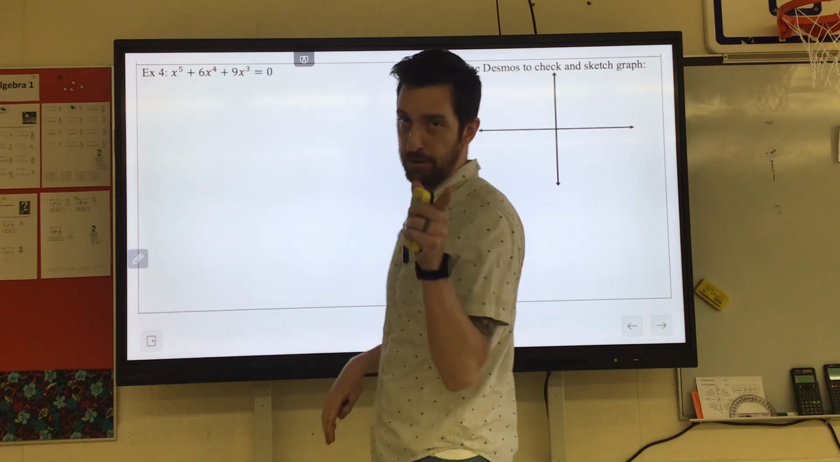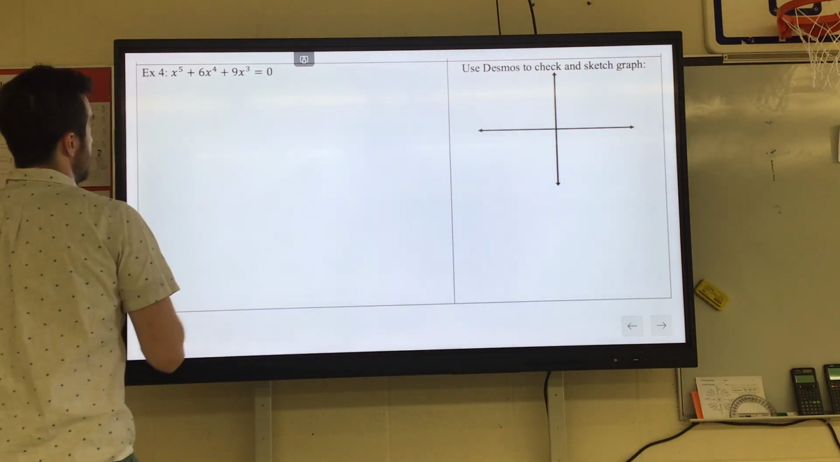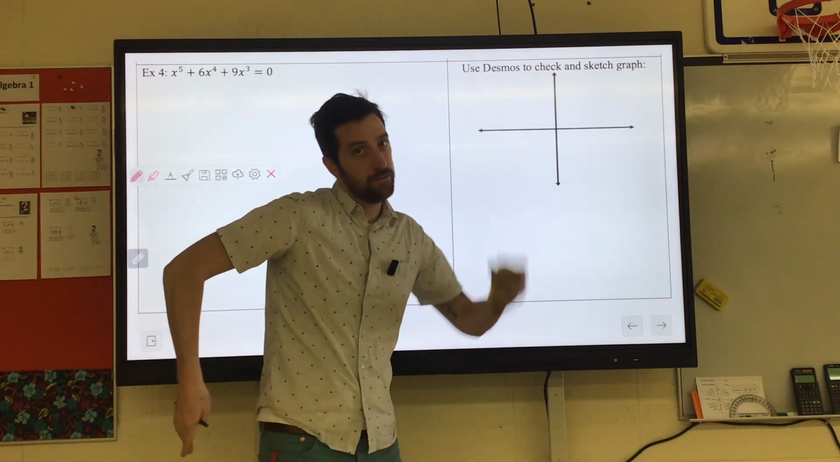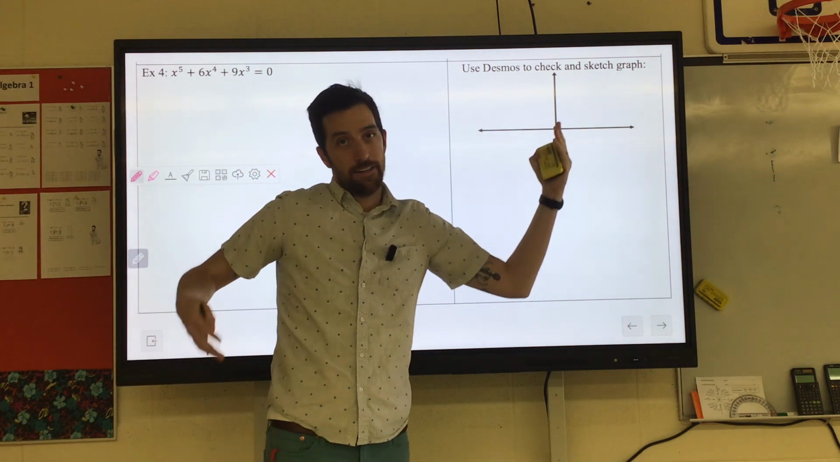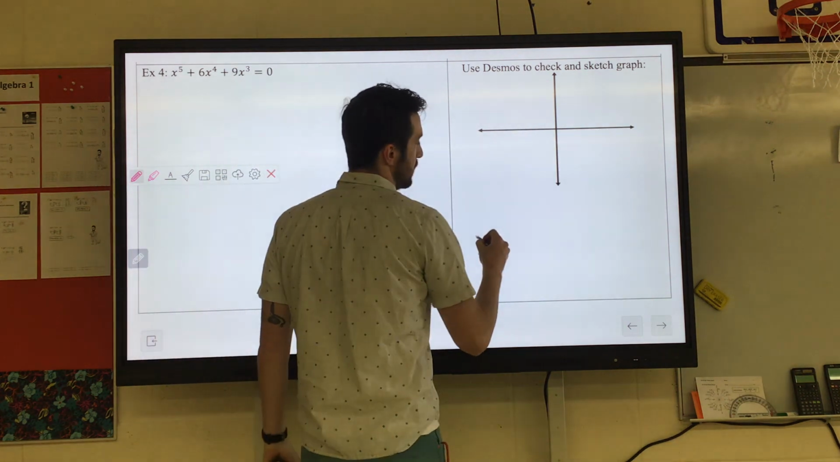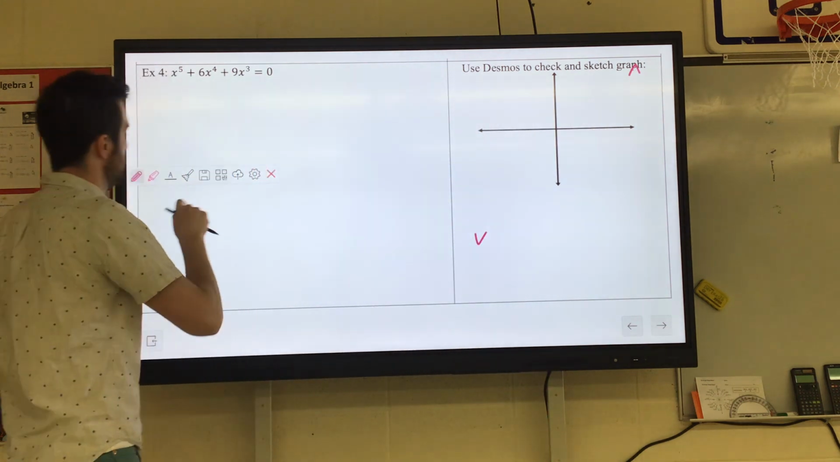Example 4, part 2. Here's where we got some multiplicity. Now, if you look, this is an odd function because it's x to the fifth. That means start low, end high. And it's a positive lead coefficient. So we can keep that in the back of our mind. It's going to start low, end high. We'll keep that in mind.